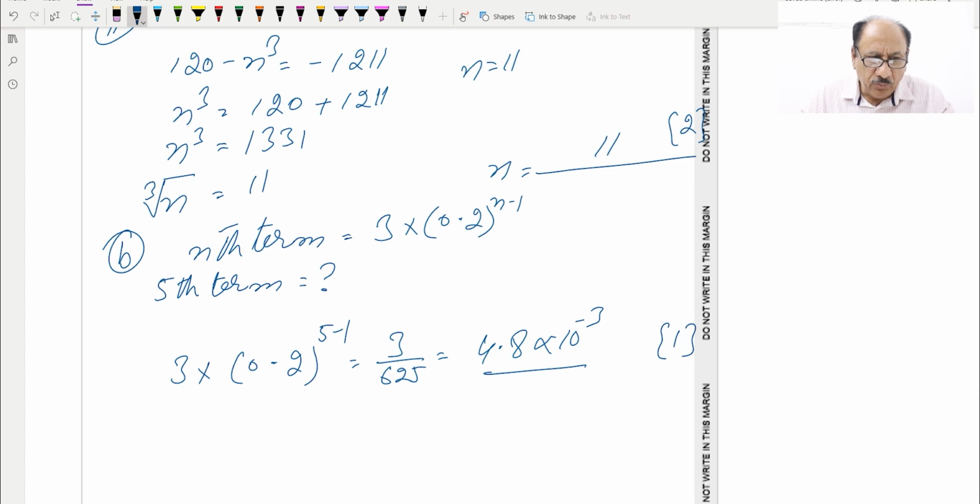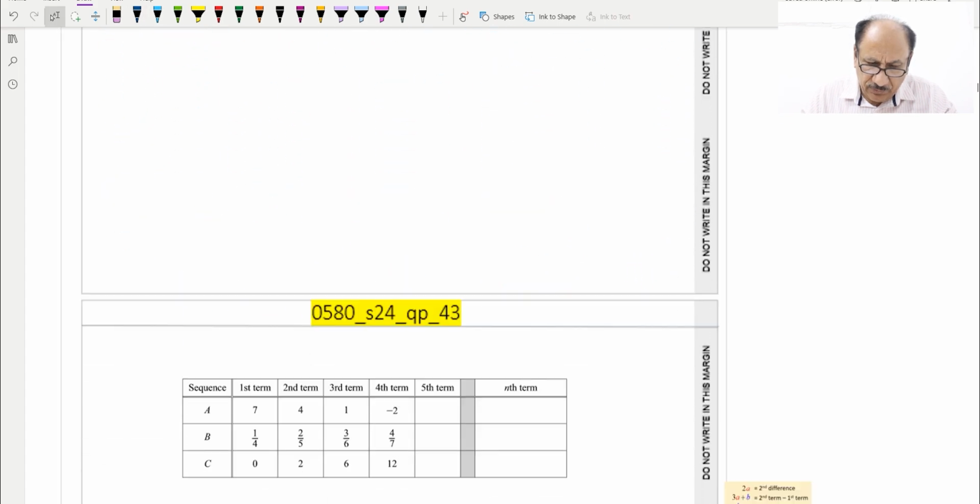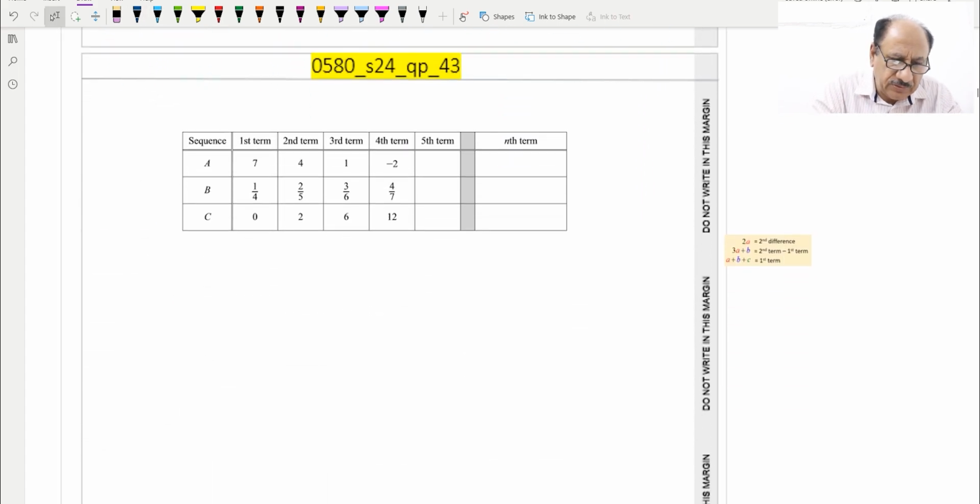Hopefully you understood this. Now we can move to the next part, the C part. We can solve it here. This is the C part table I have inserted for you. The table shows the first 4 terms of the sequences A, B, and C, and what we have to do is complete the table for each sequence.